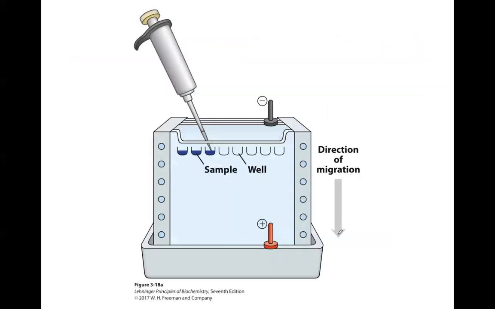And let's see how this works. So this is the electrophoresis apparatus, you can see here. It's filled with the polyacrylamide gel. We're going to put the sample in these wells at the top, and we're going to apply the electric field, okay? In this case, this electrode, we're going to apply the positive charge, and so the proteins, which are negatively charged, will migrate towards this end.